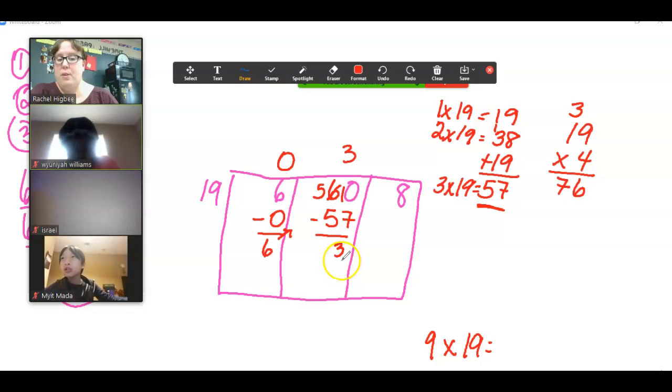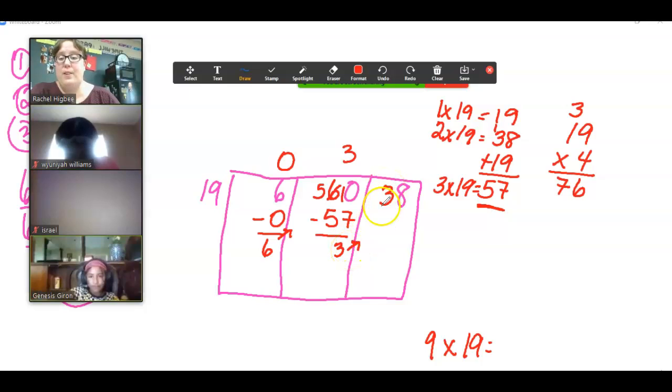And what happens with that 3? Do I throw it away? What do I do with that 3? Okay, so I bring it over to the 8, yes. All right. So now I have 38, and I need 19 in a group. How many groups can I make?